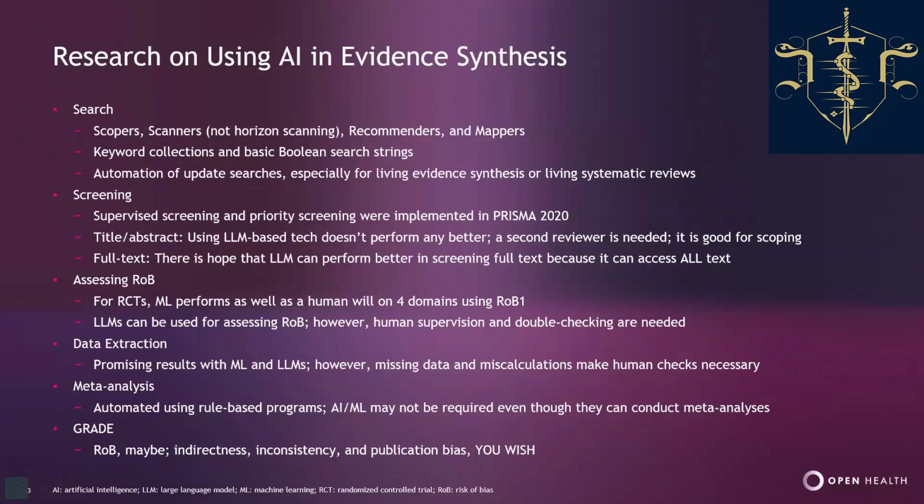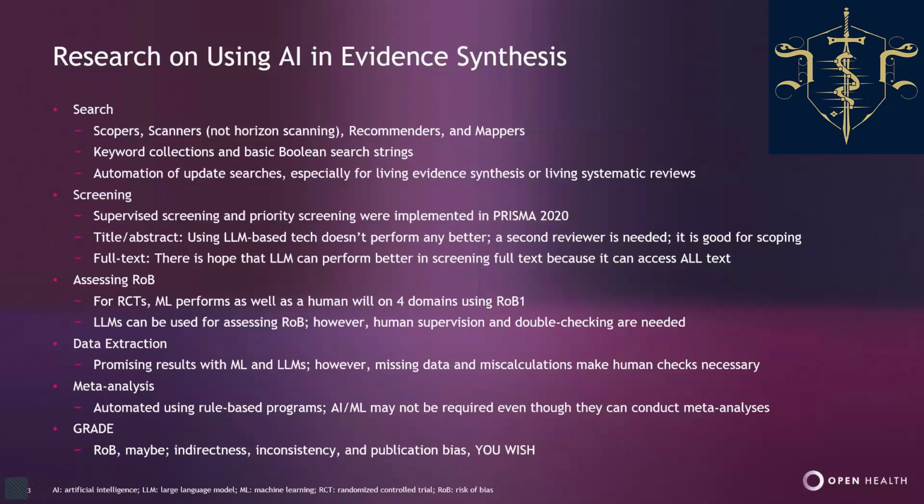For the screening part, we've had supervised screening and priority screening since 2020. PRISMA 2020 actually mentions it. So we've been using discriminative AI for screening the records. But using large language models for title and abstract screening is not better than what we already had. And for obvious reasons, because large language models are good for generating stuff, not discriminating stuff.